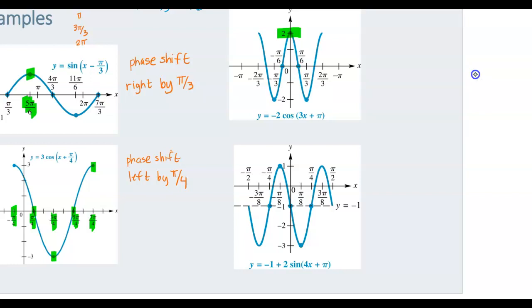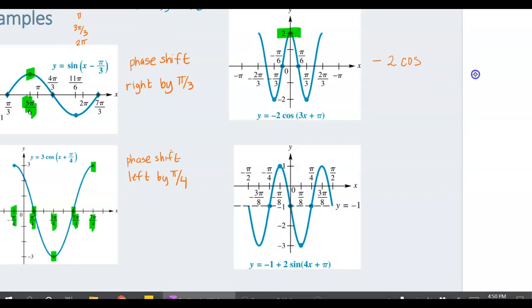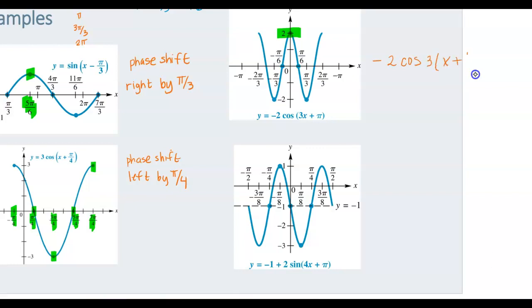Let's rewrite this: -2 cosine (3x plus pi/3). So the period of this graph is 2 pi over 3. You take the regular period and you divide by this number here. So if I look at one of the maximum points, and then the next maximum point, the distance between those is 2 pi over 3.